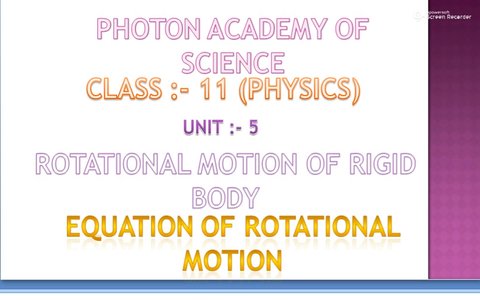In this video lecture, we are studying the equations of rotational motion, same as the equations of motion. The equations of motion work for normal motion, such as uniform and non-uniform motion, but rotational motion works for a rigid body. So now we start to determine the equations of rotational motion.